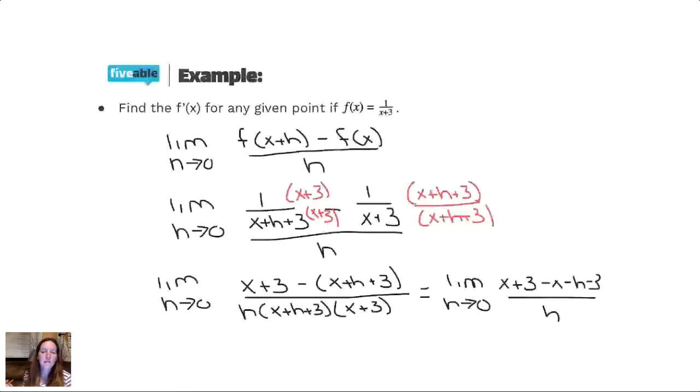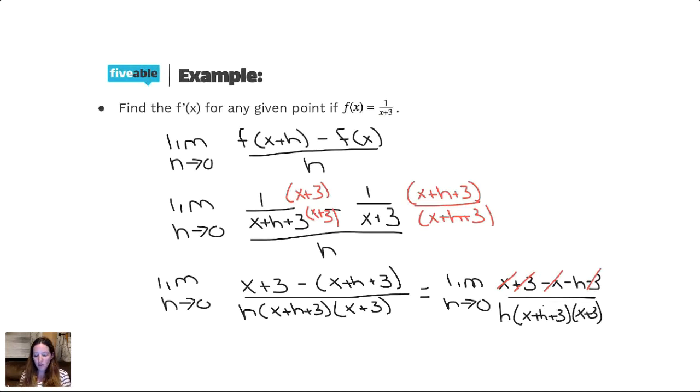And awesomely, we can see that we've got some things that are going to cancel, the x and the negative x, the 3 and the negative 3. Gotta put the rest of my denominator in here. So let's see what's left. I have a negative h on the top. I have an h on the bottom, and then an x plus h plus 3 and an x plus 3.